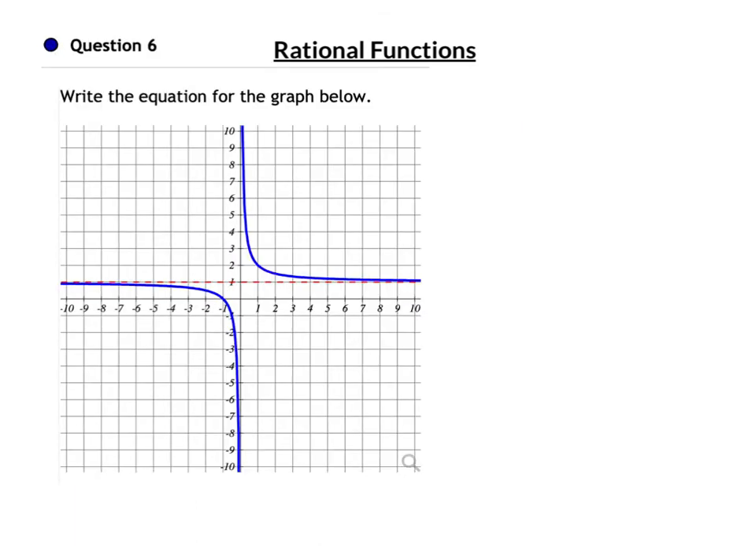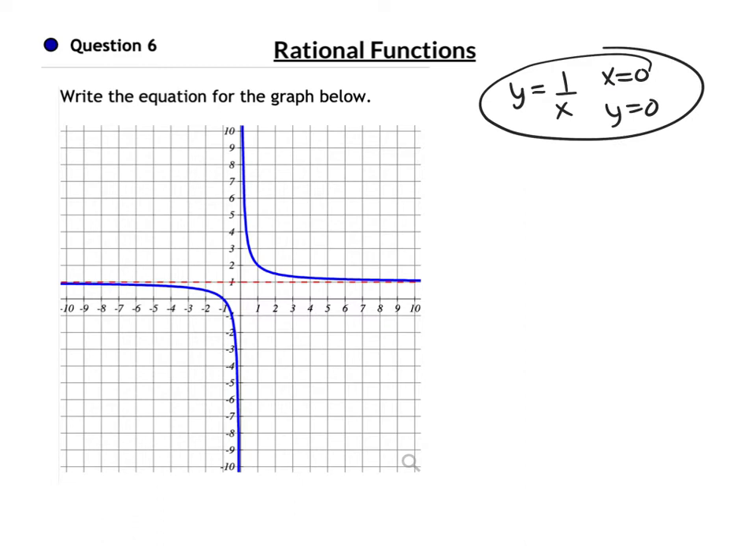Question 6. Write the equation for the graph below. y equals 1 over x is our parent function, and we have asymptotes at x equals 0 and at y equals 0 for the parent function. This one still has the same vertical asymptote. x equals 0 is still an asymptote, so we've had no horizontal transformation.